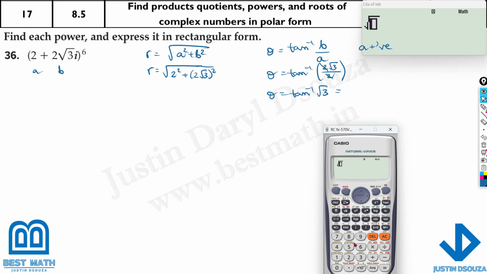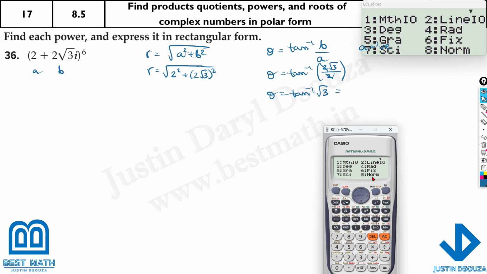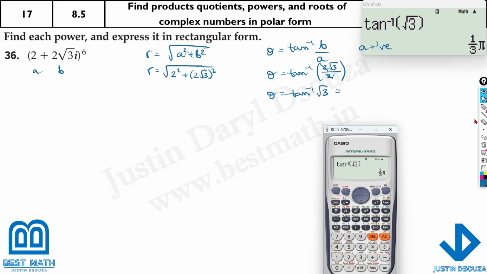First I'll do this r, that is 2 squared plus, use the brackets, 2 root 3 square, close the bracket, next, and then close the bracket and square it up. The answer is 4, that is r. What about theta? It's tan inverse, that is shift and tan, inverse of square root 3. Close the bracket. It'll be 60 degrees, but we need everything in terms of pi. Just stick to radians. You can use degrees, but just stick to radians. Shift and more than 4, that gives you pi by 3, or 1/3 of pi. So r is equal to 4, and theta is pi by 3.